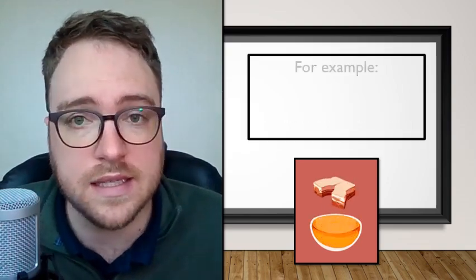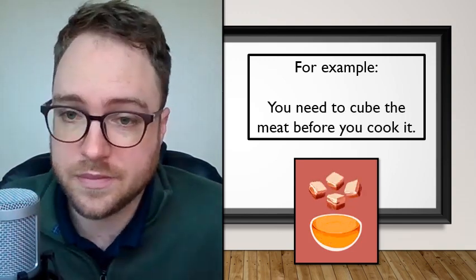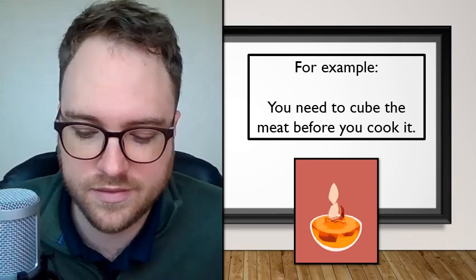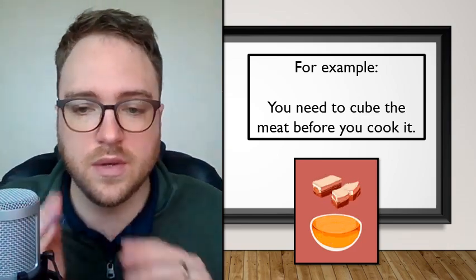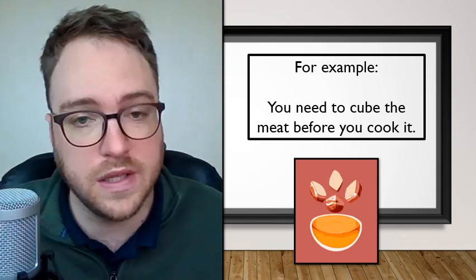Let's see it in a sentence. For example, you need to cube the meat before you cook it. And this would mean to cut the meat into a cube, into like a square.